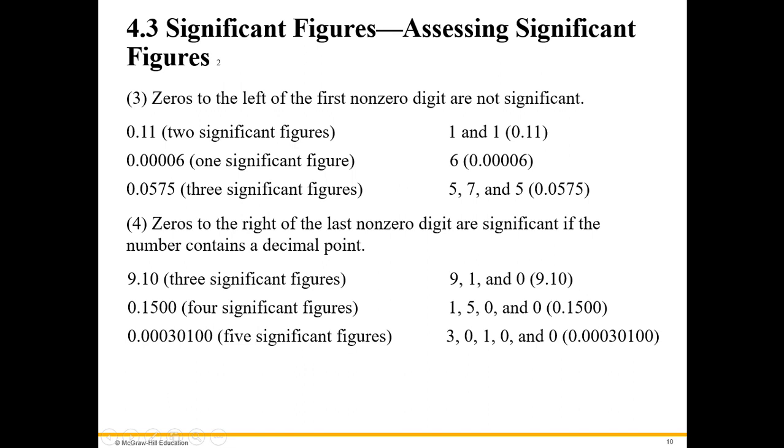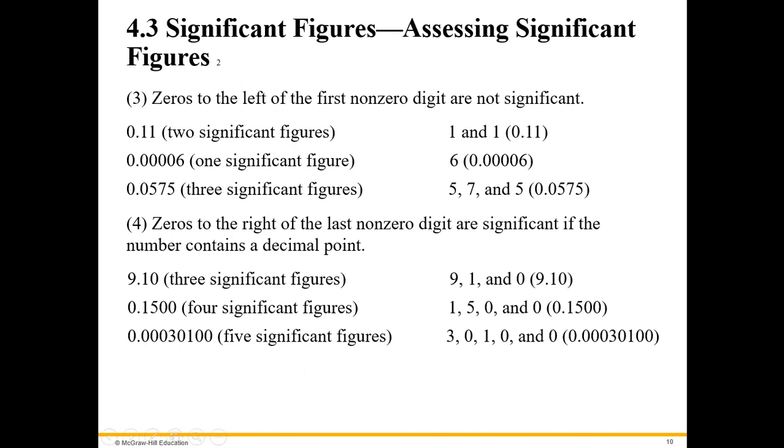This rule is very important. 0.11, even though it has 3 numbers, this 0 is insignificant. So 2. These ones you don't take. Why? Because it's on the left. So you don't take it.